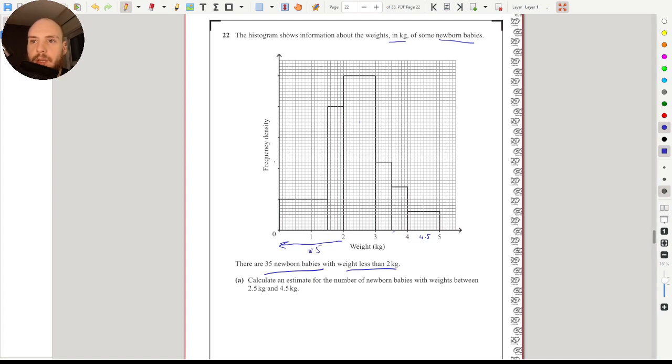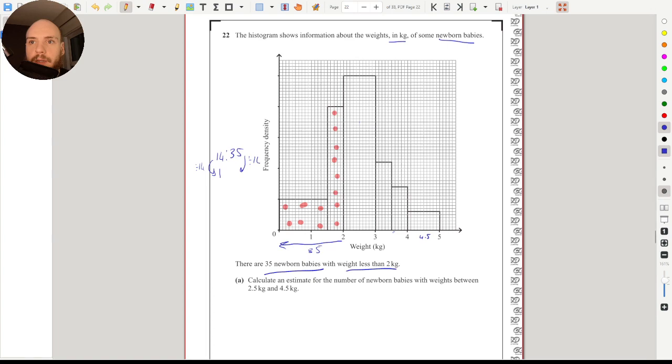The first step we might take is to find out this frequency density. We know that the frequency of this area and this area added together is 35. So we can split it into the bigger blocks. This is 1, 2, 3, 4, 5, 6, 7, 8, 9, 10, 11, 12, 13, 14, so 14 blocks, and 14 blocks represents 35 babies. I'm working on ratios, that's a bit easier for me. I want to find out what one block represents, so I'm going to divide both sides by 14.